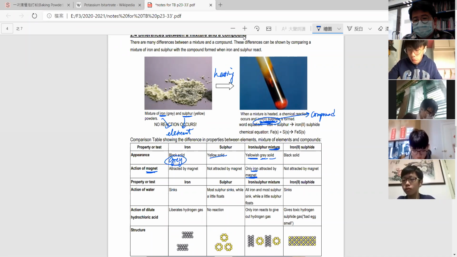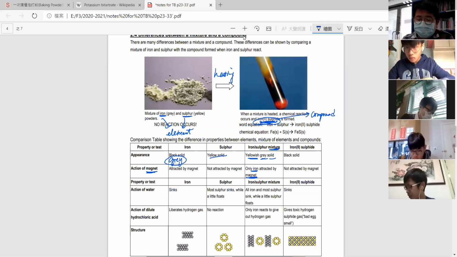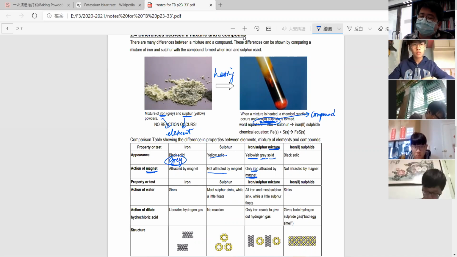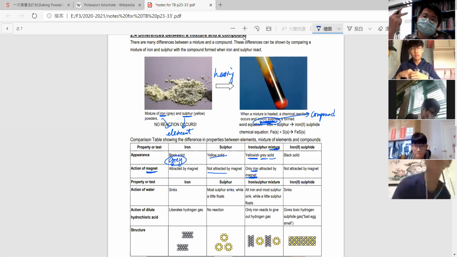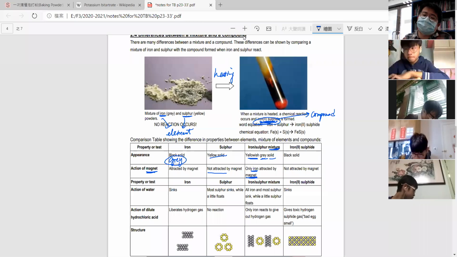What is the hidden message? It means that only iron will still retain its property of being magnetic. But not sulfur. For sulfur, before mixing, it is not attracted by the magnet. After mixing, still not attracted by it. So by the color and the magnetic property, you may know that the iron and sulfur mixture contains two substances. Each one of them will retain its property. One of them is magnetic, the other is not.